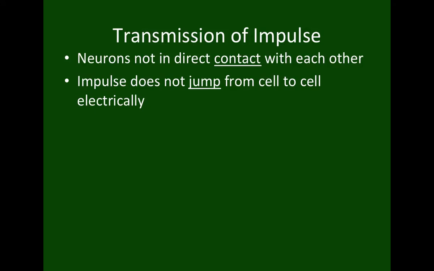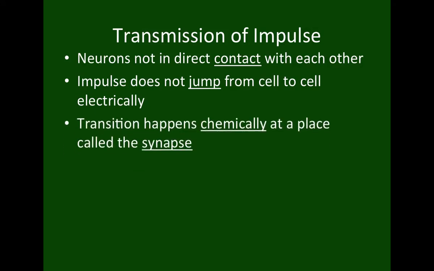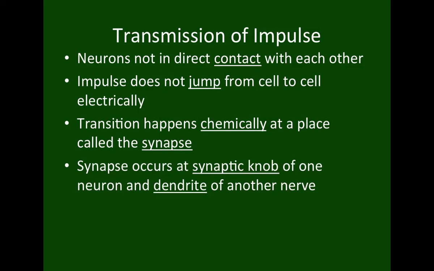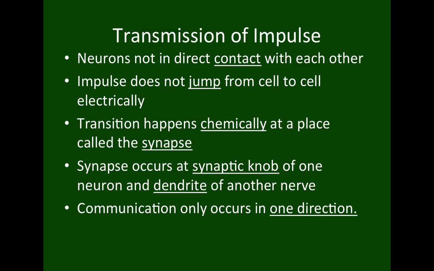How this transmission happens is chemically, and this is located at a place in the gap called the synapse. The synapse occurs between the synaptic knob of one neuron, its axon, and the dendrite of another nerve. Now, communication only happens in this one direction, from the axon to the dendrite.